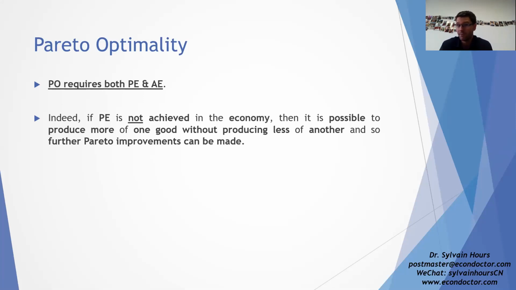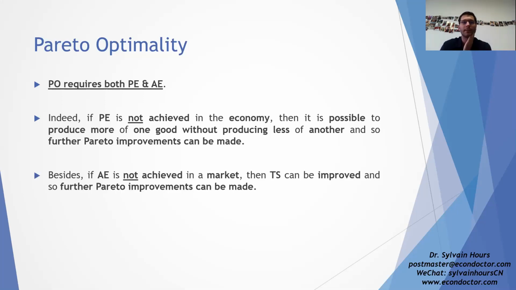This is what it means. You have a bigger cake, more goods and services produced in the economy. So in that case, it is possible to improve the situation of at least one economic agent without hurting anyone else. Okay, you produce more oranges, you can give the extra oranges to someone. This person will be made better off and nobody else is going to be made worse off. So that's why you need productive efficiency if you want to achieve Pareto optimality.